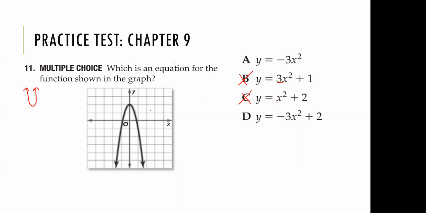x squared. The other thing I notice is it doesn't start at the origin. It starts 2 units above the origin. So 2 has to be added to this equation. And here, nothing is added, so it cannot be A, it has to be D, okay? So you will have questions like that when you're given a graph and you're asked for the equation.